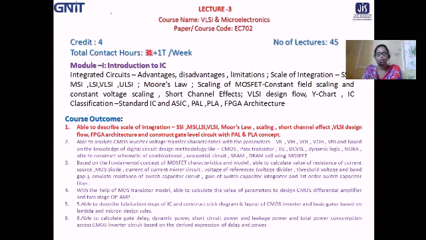Now in this slide, we will see which course outcome will be fulfilled after the completion of this particular lecture number 3 of this lecture series in the VLSI and microelectronics subject. We are in module number 1, Introduction to IC. In module number 1, we will be studying about integrated circuits, advantages, disadvantages, then limitations.